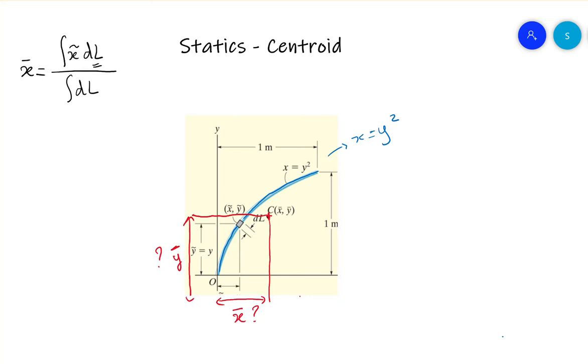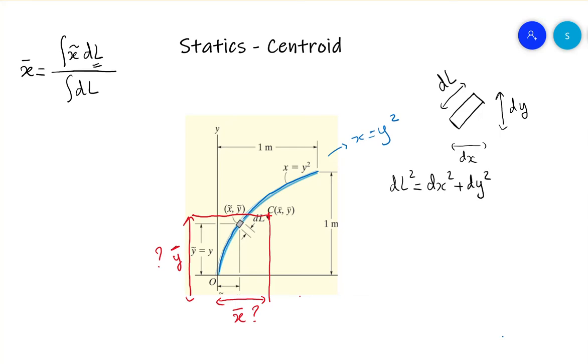What is dl? dl is a little element, the little gray element. If we look closer at dl, that's a little element of length like this. How do we find that? We want to write dl in terms of x and y. So this is dx, and this is dy. It's a little bit approximative. If we use the Pythagorean theorem, we can say that dl squared is equal to dx squared plus dy squared.